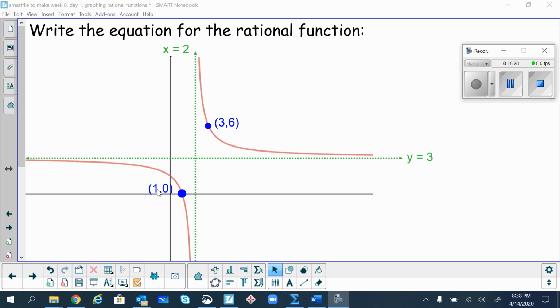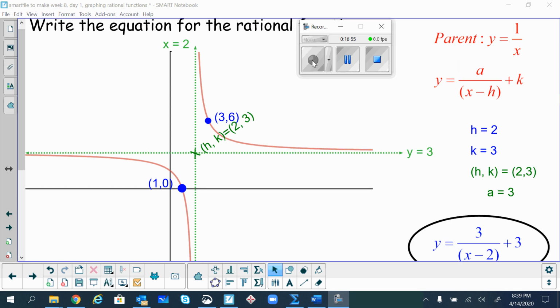Notice how we're opposite here, we're cross. So that's a hint that we're going to have a parent function of y equals 1 over x. Then you have your h and your k values that you can read from the asymptote. You can mark your hk value and then see if you can work backwards to figure out what your a value is going to be. So take a few moments to see if you can figure it out on your own, and then go ahead and move on with the video.